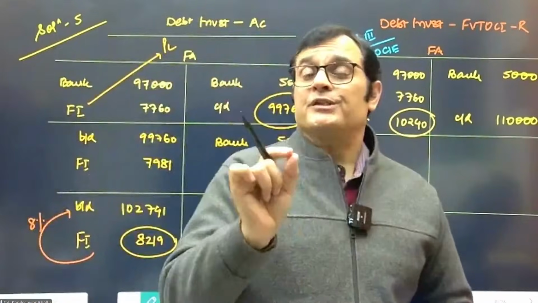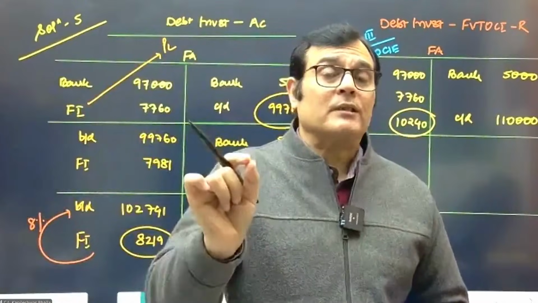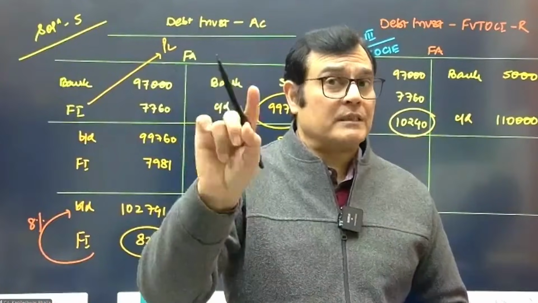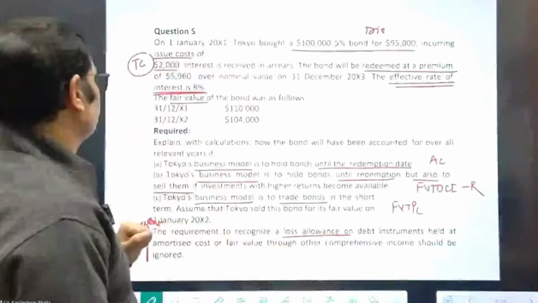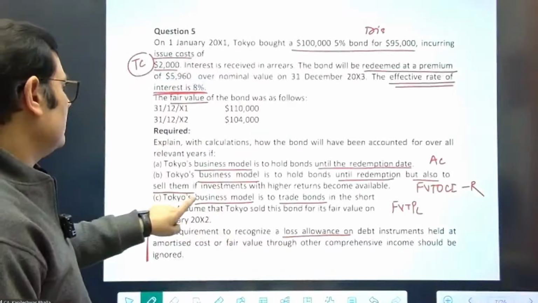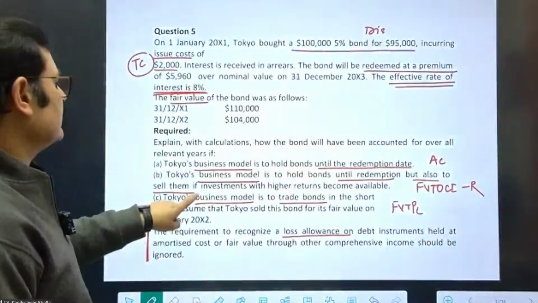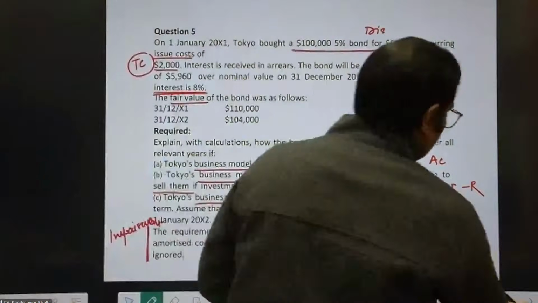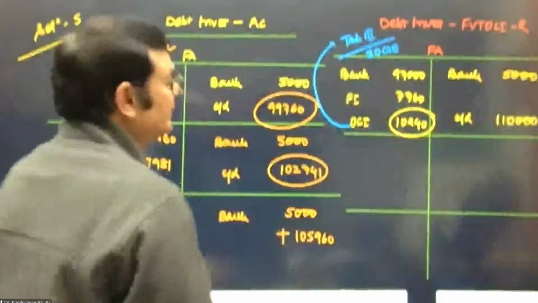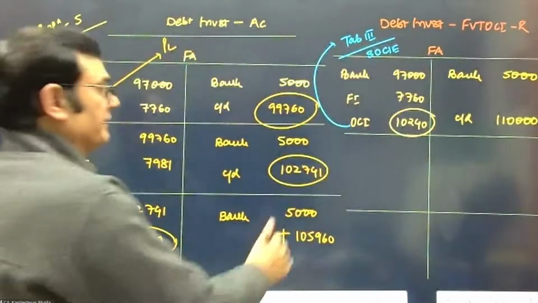Once you make a sale of the investment, this amount will be put in the profit and loss as we decided in the chart. But am I given that I'm making a sale of this investment? No, I'm not given. It says it's a dual model, but I'm not given that I'm going to sell these investments. So let's keep it till maturity, though we've got a dual object.